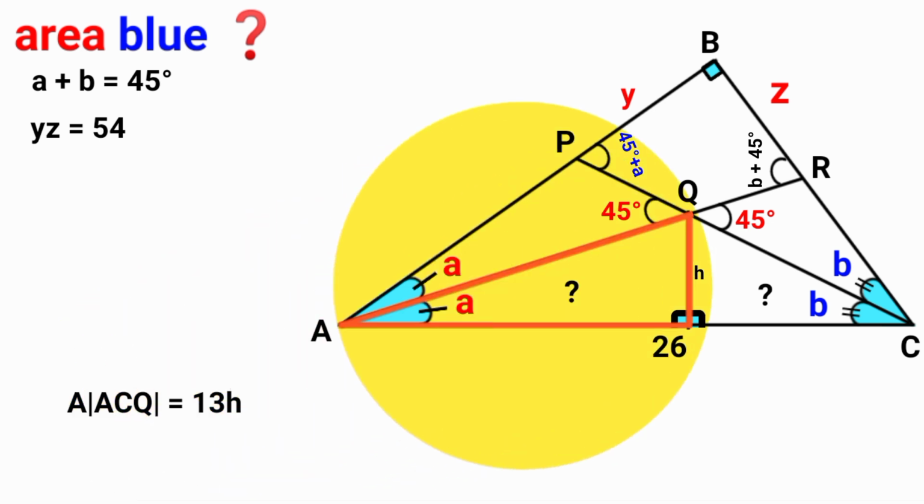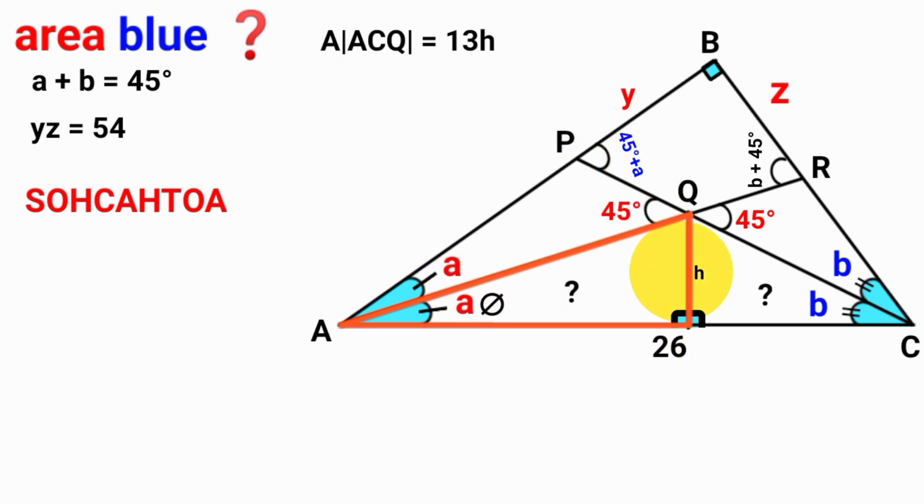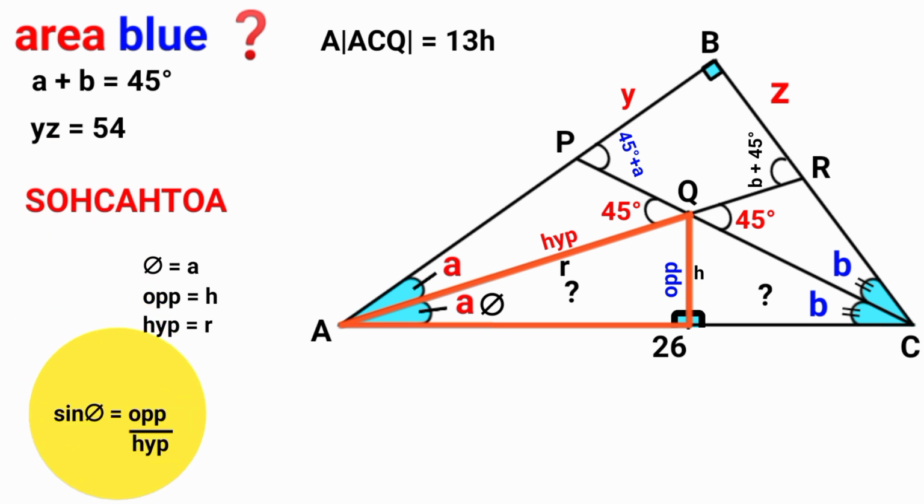Now look at this triangle. It is a right angle triangle. SOHCAHTOA. Taking this angle as theta, there is the opposite and there is the hypotenuse, say r. So theta equal to A, opposite equal to h, and hypotenuse equal to r. From here, sin theta equal to opposite over hypotenuse. Theta is A, opposite is h, and hypotenuse is r. So sin A equal to h over r.